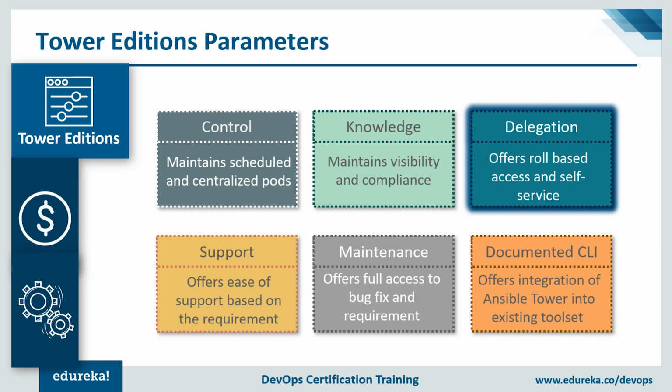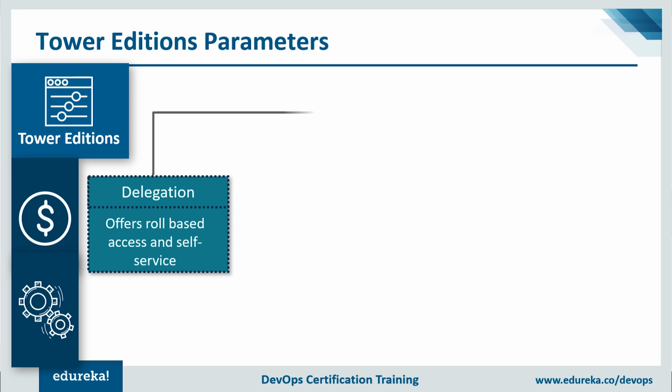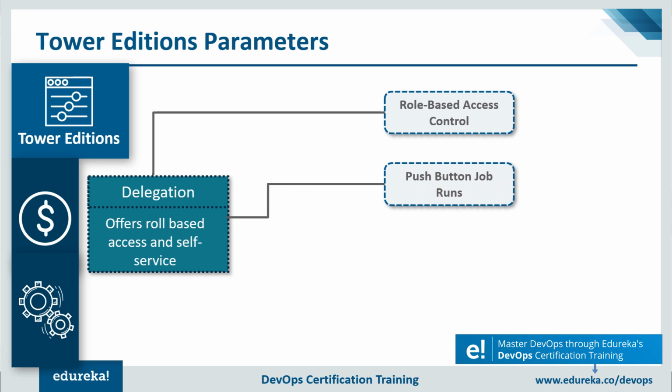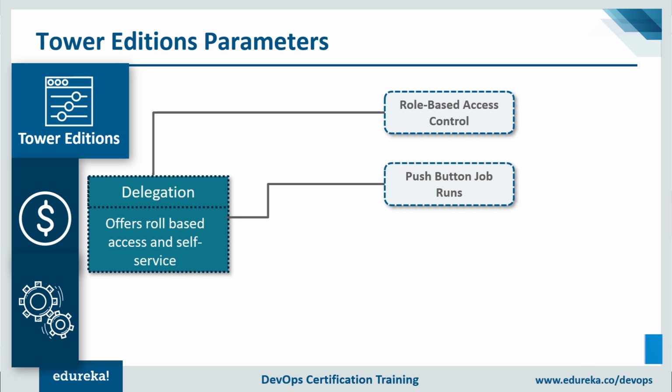Now moving on to the next category, that is delegation. In this category, I'm going to talk about the features which are basically about self-service, role-based access, credentials, and so on. The delegation category offers role-based access control, by which you can easily delegate inventory, credentials, or playbooks to the users. It also offers push button job runs, by which I mean that you can launch Ansible playbooks from the web UI and delegate playbook runs to the team members.